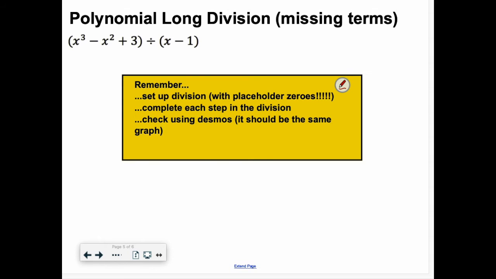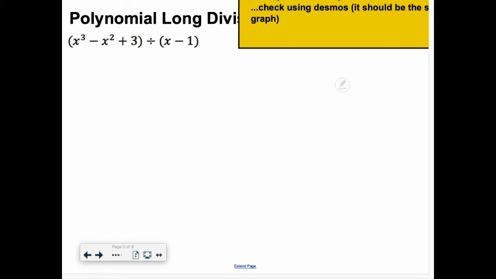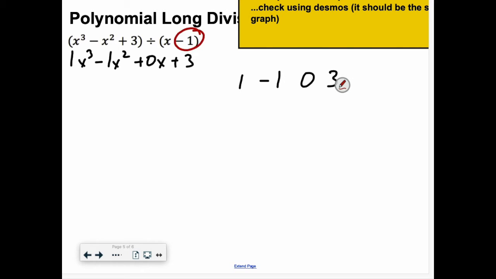So this one says polynomial long division with missing terms. We can totally still do it with synthetic division. And we'll do it a tiny bit faster. So I know that this is 1x squared minus 1x cubed minus 1x squared plus 0x plus 3. So we're going to have 1, negative 1, 0, and 3. This is going to change to a positive 1. Set it up. Bring down the first.